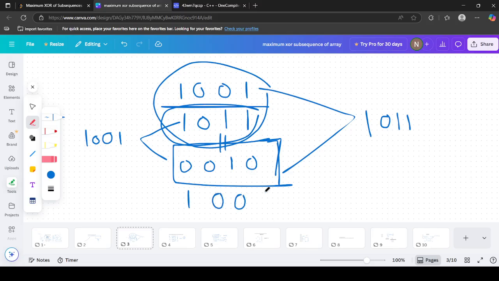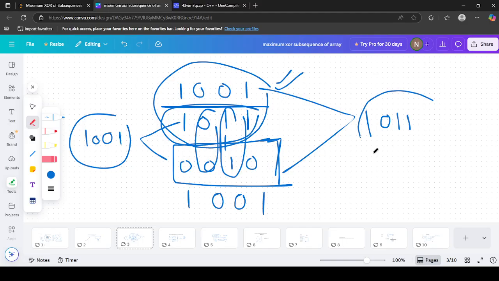It is 1001, because 1 is in common, so 1 XOR 1 is 0, 0 XOR 0 is 0, and the others are both 1. So it is 1001. And what if we select the lesser one among these two? Then what will be the XOR? It will be 1011. So from this it is very clear that we cannot be greedy, because selecting the lesser one is giving the highest XOR.